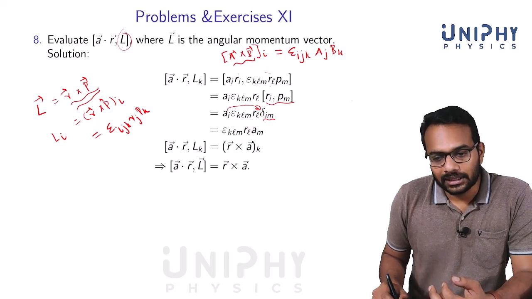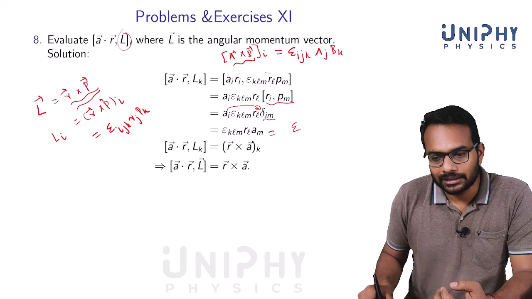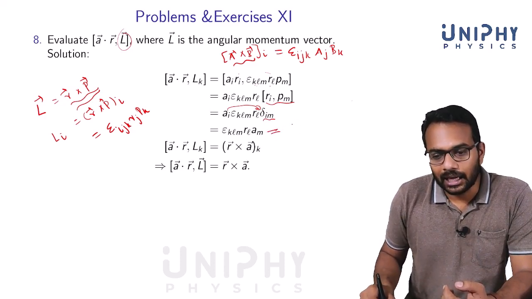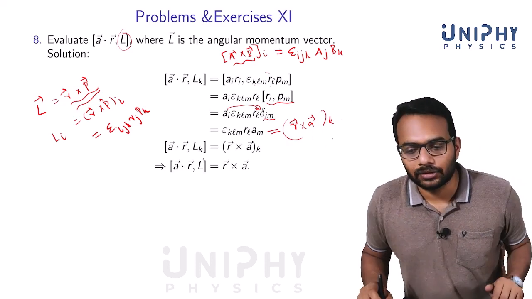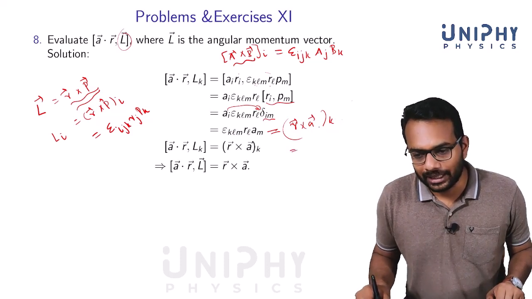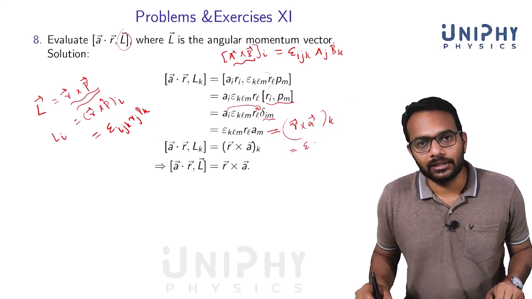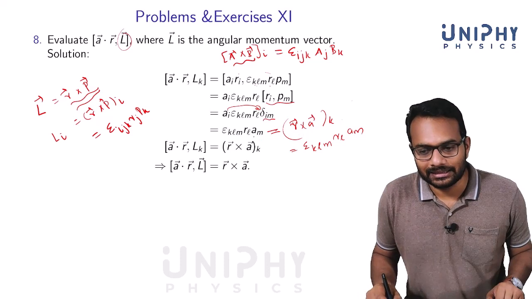And again, what's epsilon kLm rL am? This is, as we said, the kth component of r cross A. Am I right? Because the kth component of r cross A, we can write using the Levi-Civita symbol as epsilon kLm rL am. That's exactly what we have here.